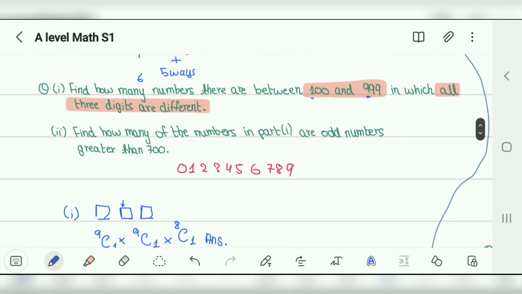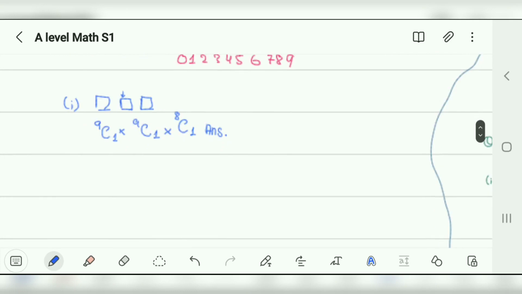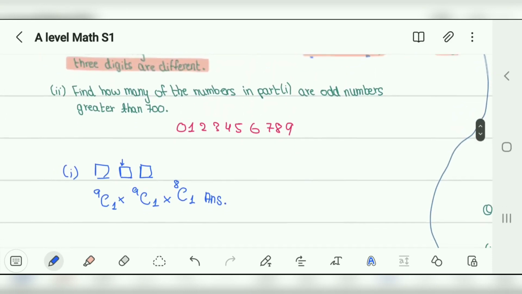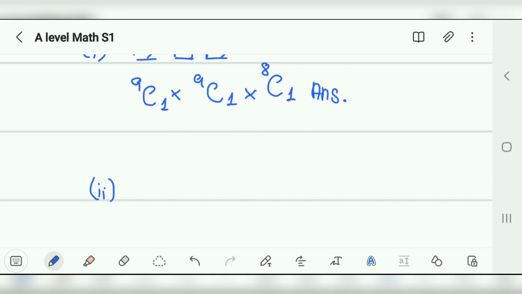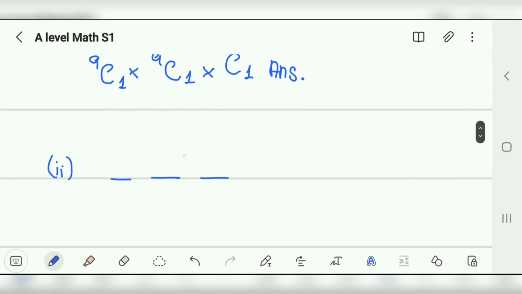Now part 2, find how many of the numbers in part 1 are odd numbers greater than 700. Okay, odd numbers greater than 700, and the digits must be different. How many of the numbers in part 1 are odd numbers greater than 700? So let's start with part 2. Again, 3 digits, and it's saying 700 to 900, I guess.